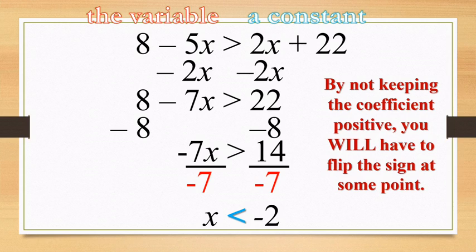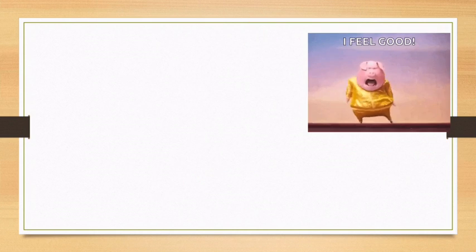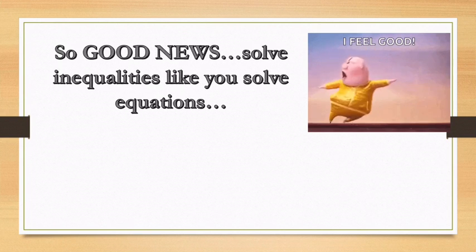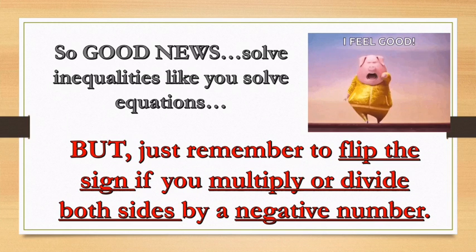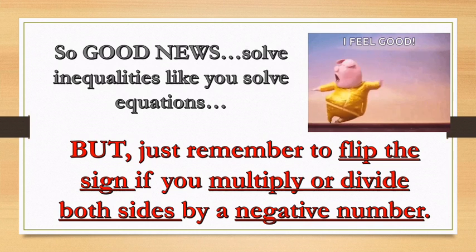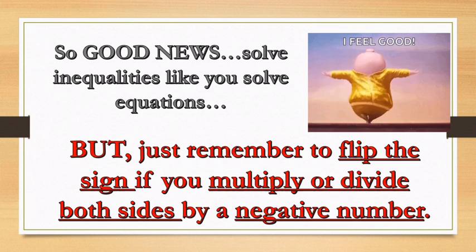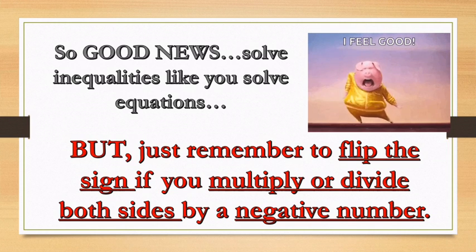So, and I have right here a little note, by not keeping the coefficient positive, you will have to flip the sign at some point. All right. And that's if you're solving inequalities with variables on both sides. So the good news is that solving inequalities is the exact same thing as solving equations. If you know how to do one, you know how to do the other. The only catch is that you have to remember to flip the sign the opposite direction if you multiply or divide by a negative number, because you're changing the polarity of the sides. Okay? So as long as you pay attention to that one thing and you can solve equations, you'll be an inequality master. Good luck.